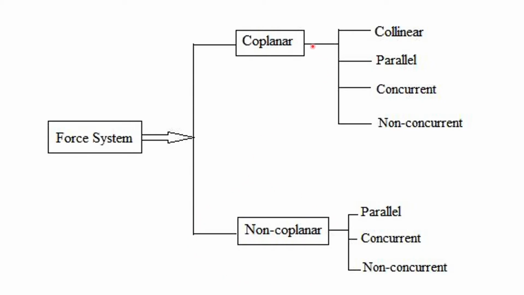We have different types of force systems for coplanar and non-coplanar. For coplanar, we have collinear, parallel, concurrent and non-concurrent force systems. For non-coplanar, we have three: parallel, concurrent, and non-concurrent systems.